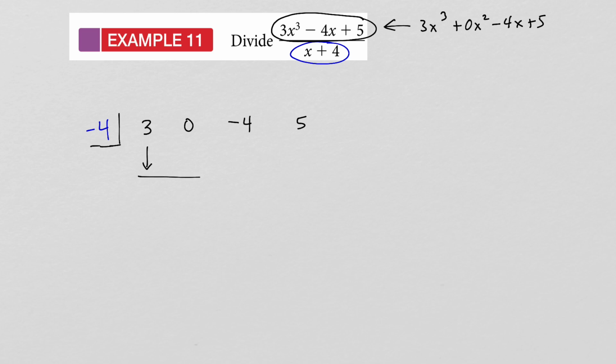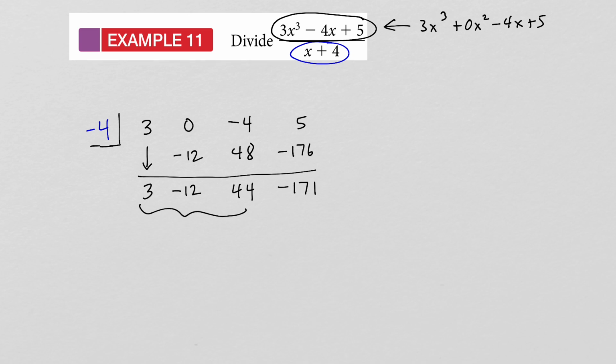And now the procedure is the same. So again, here's our setup. Now for the procedure, we multiply negative 4 times 3, which is negative 12. We add these numbers, which gives us negative 12. Negative 4 times negative 12 is positive 48. Add these numbers together, we get 44. Now we have negative 4 times 44, which is negative 176. And then adding these numbers together gives us negative 171.